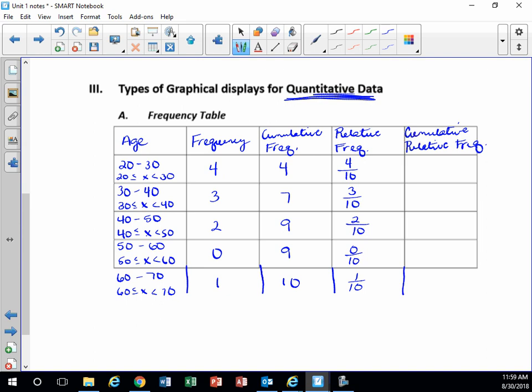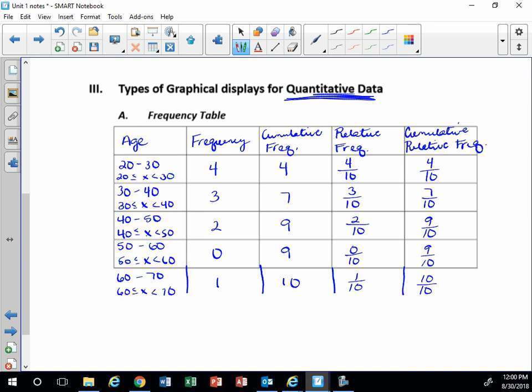Okay. What do you think cumulative relative frequency is going to do then? Cumulative relative frequency. Yeah, so you start with 4 out of 10. What do you think the next one's going to be? 7 out of 10. 9 out of 10. Still 9 out of 10. And then 10 out of 10. Every time, that last box should reduce to 1. If you have a different number in your numerator and denominator, something went wrong with your counting somewhere.